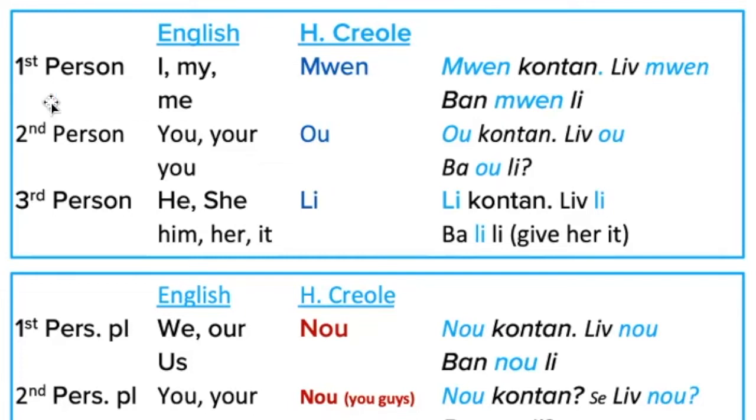Examples. Moi content, I am happy. Literally, I happy. And then livre moi, that means my book. Ban moi li. Give me it. It means give it to me. All right, these are the three forms, but they're all translated by moi. Moi content, livre moi, ban moi li. That's the first person singular.